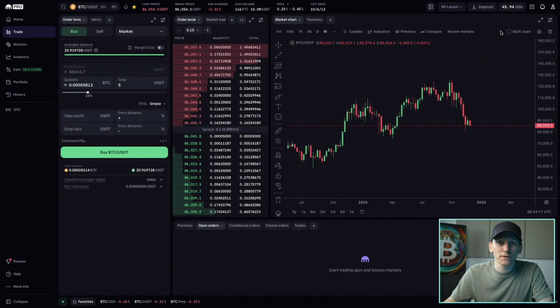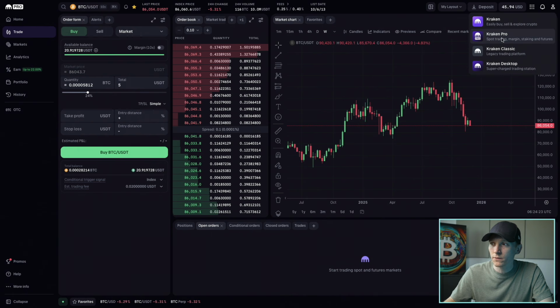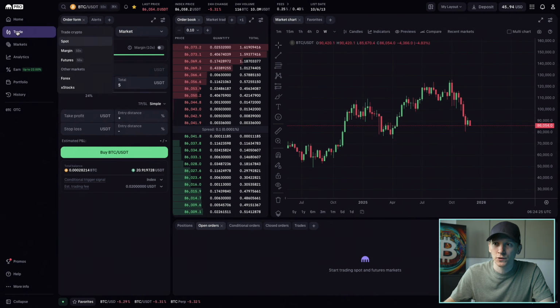I'll show you how to use limit orders on Kraken. I'm using Kraken Pro, where we can input limit orders. Go to the top right hand corner, click this box, go to Kraken Pro. Then on the left hand side, you want to click trade.